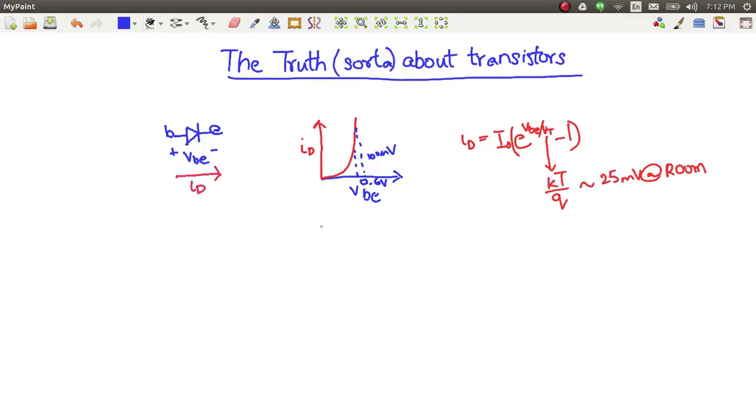So I'm actually just going to derive it. If I take a derivative of the current as a function of the voltage, taking a derivative with respect to VBE, I get I0 by VT into e to the power of VBE by VT.